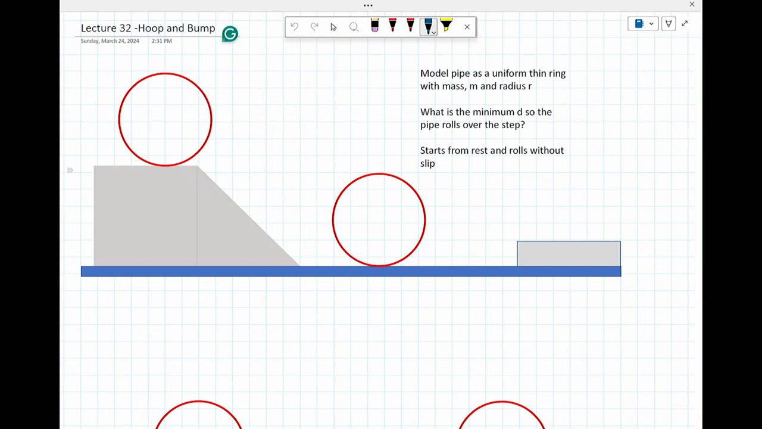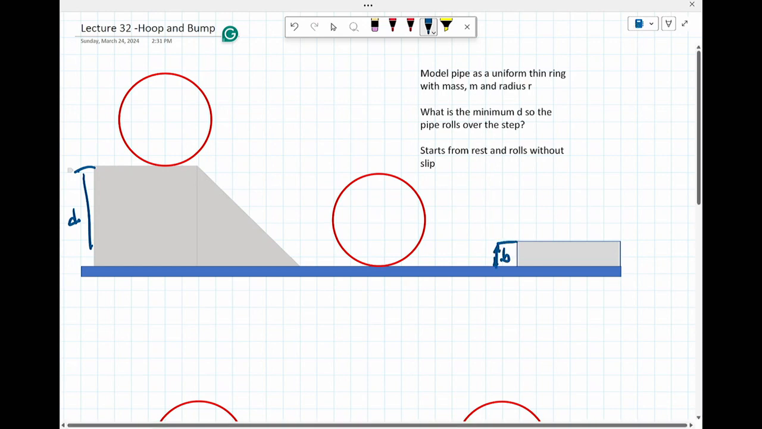So I have a pipe that is modeled as a uniform thin ring with mass m and radius r. What is the minimum d of the... so the pipe rolls over the step, and I think I forgot to tell you what d was in this. So you have D here, and you have B here. D is the height that this thing starts from. It rolls down the ramp, and as it rolls, it reaches a final velocity. Then it continues rolling, and it hits that bump, which has a height B.